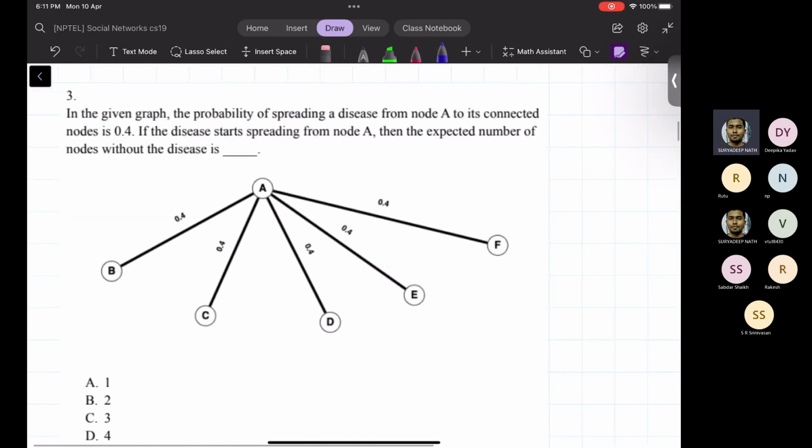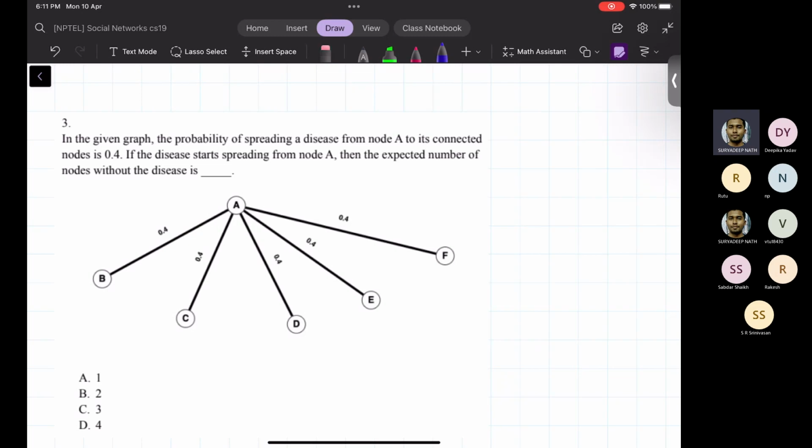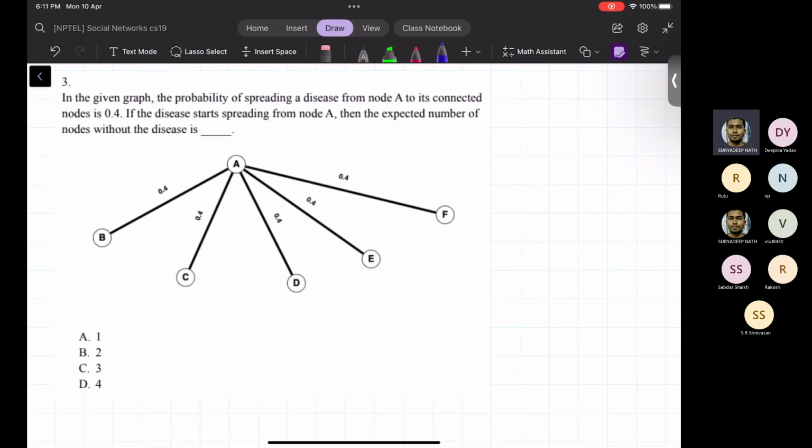Moving on to question number three. In the given graph, the probability of spreading a disease from node A to its connected nodes is 0.4. There are five connected nodes and the probability of spreading to each of the connected nodes is 0.4. If the disease starts from node A, then the expected number of nodes without the disease is.